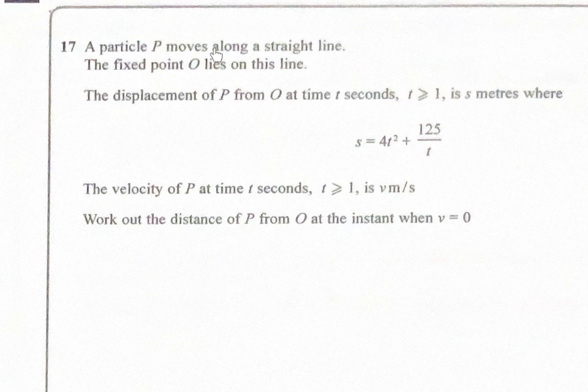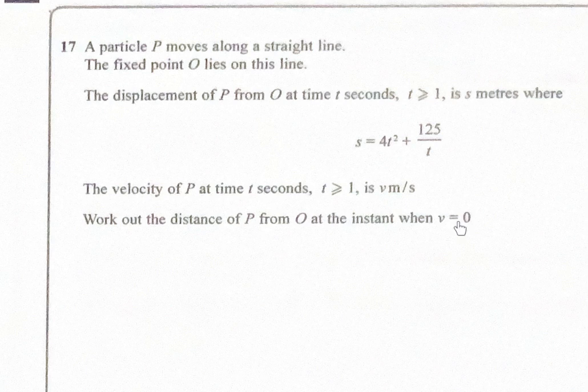17. A particle B moves along a straight line. The fixed point O lies on the line. The displacement of B from O at time t seconds, t more than or equal to 1, is s meters, where s equals 4t squared plus 125 over t. The velocity of B at time t seconds, t more than or equal to 1, is v. Work out the distance of B from O at the instant when v equals 0. So we need to find v and equate it to 0 to find t, then substitute in s to find the distance.